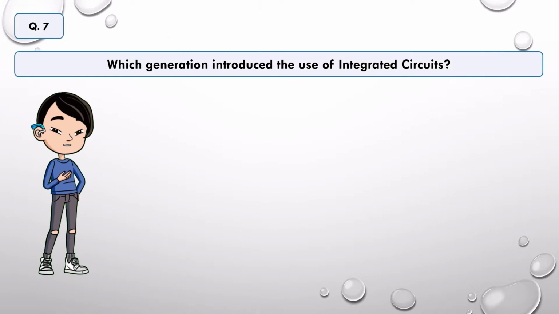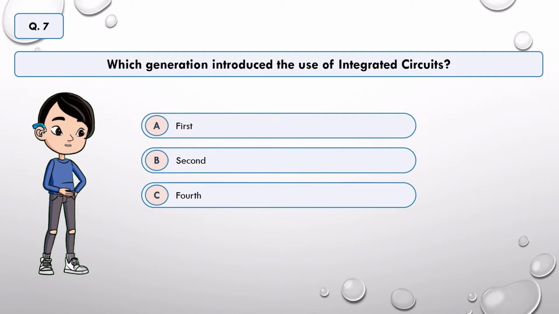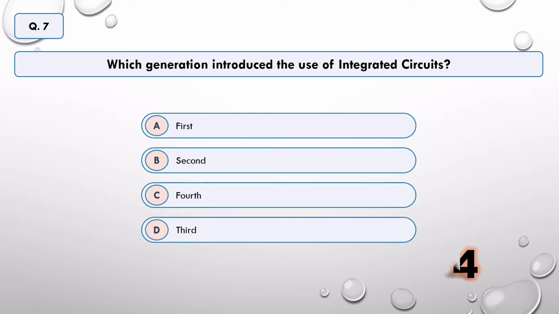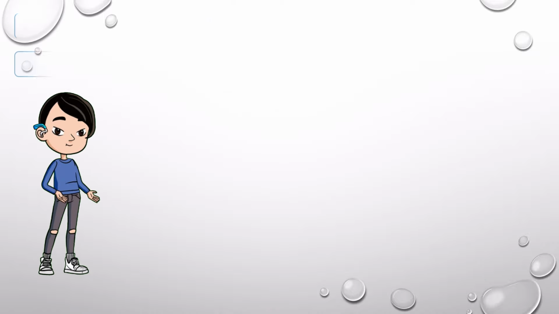Question 7. Which generation introduced the use of integrated circuits? Options are A. First, B. Second, C. Fourth, D. Third. Answer is third.